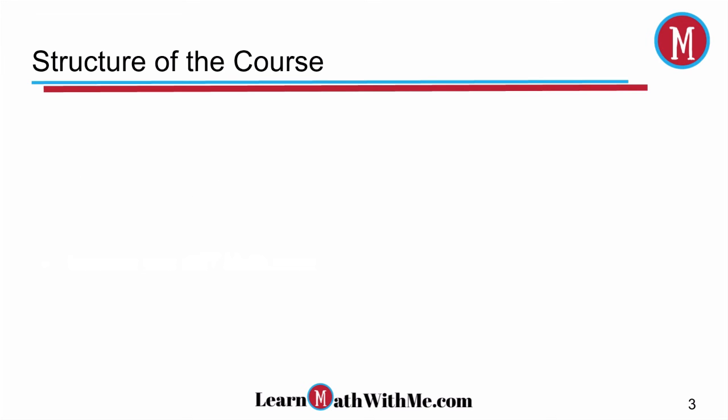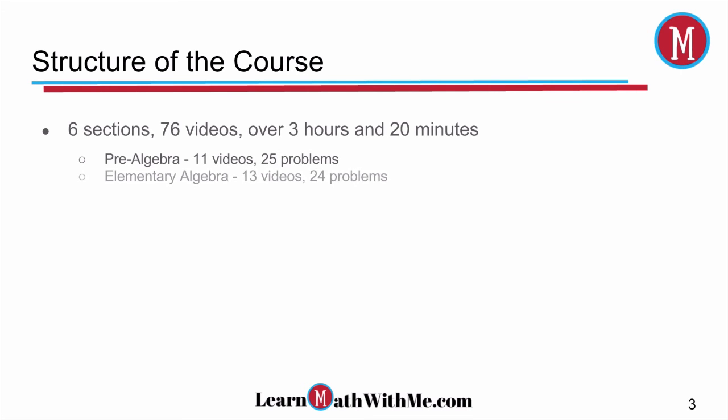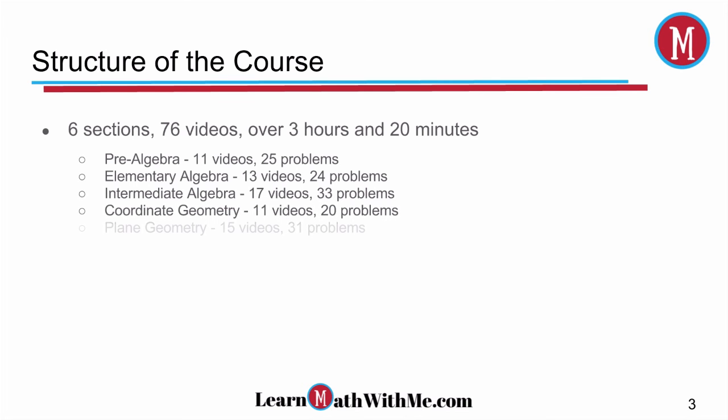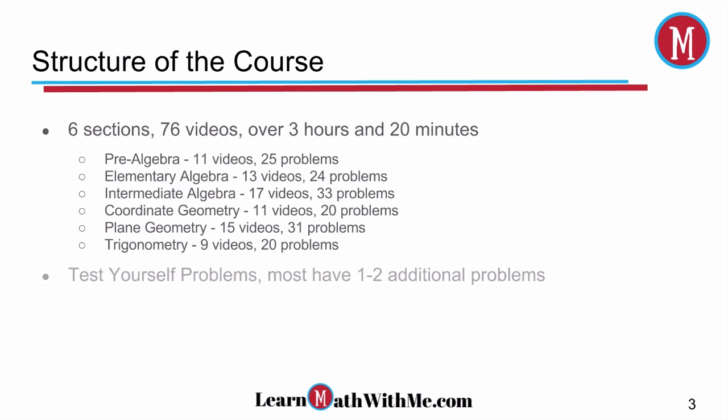Now let's talk a little bit about the structure of the course. There are 6 main sections, and these are based on the problem types that you're going to see on the math section. It's over 76 videos and over 3 hours. The sections include pre-algebra, elementary algebra, intermediate algebra, coordinate geometry, plane geometry, and trigonometry. And within each section, you have several different types of problems. Each section will have a test yourself problem that strongly resembles the ACT, and then also each section has 1 to 2 additional example problems on that subject matter.